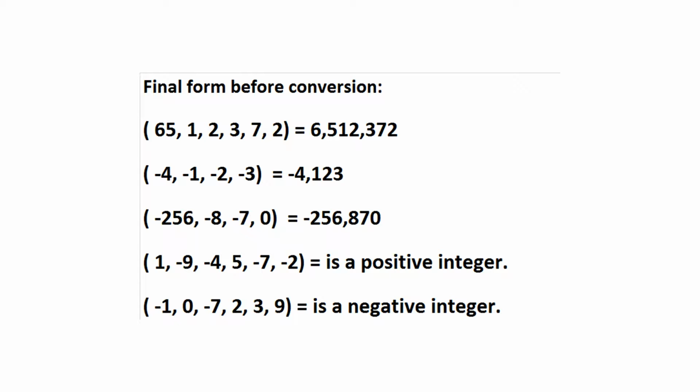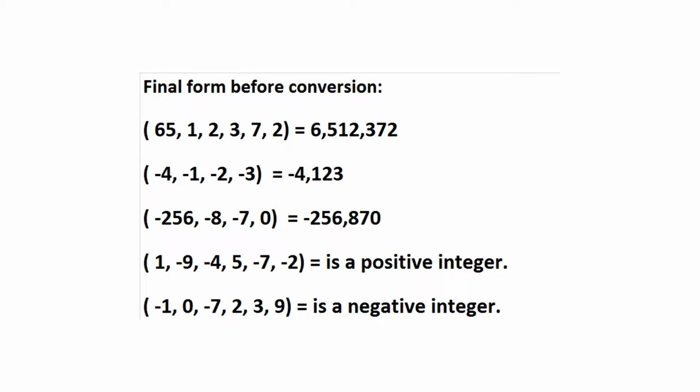Now we look at the tuple negative 256, negative 8, negative 7, and a 0. The multiple digit integer is in the leftmost position. We pull the negative out. It's minus 256,870.